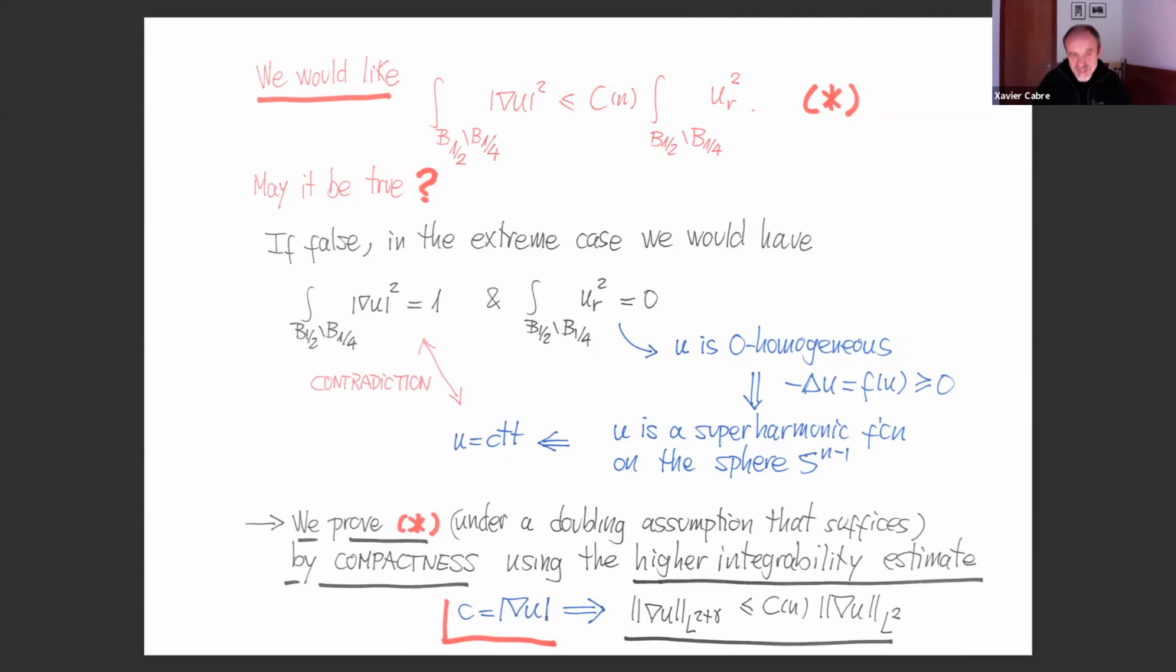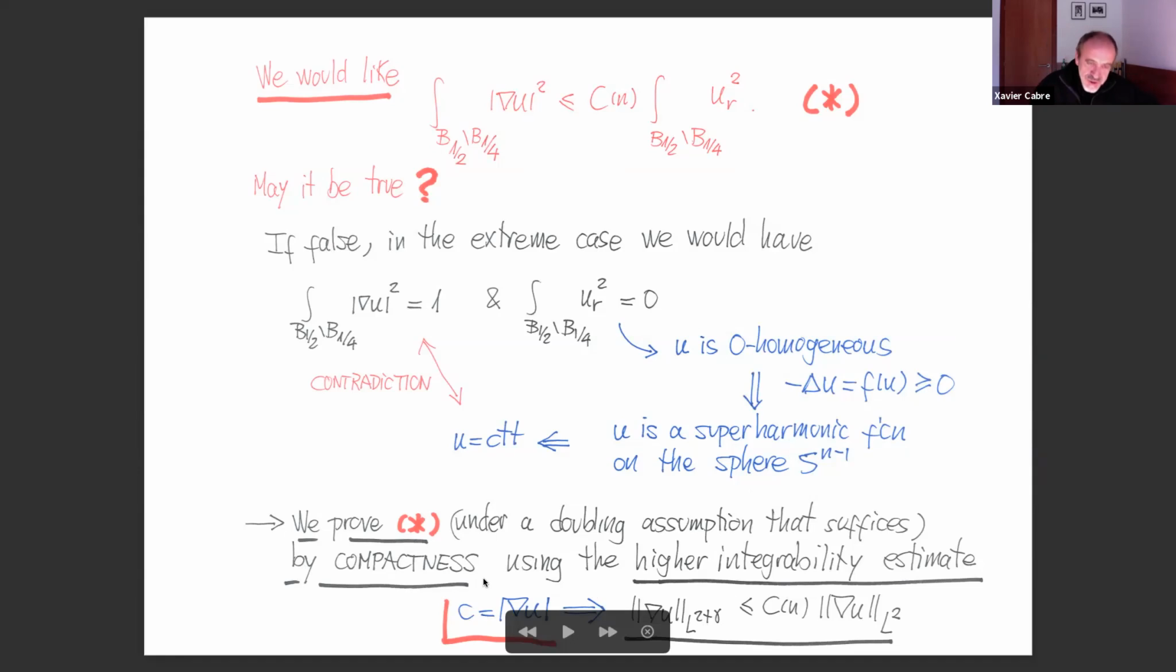Using compactness, we get it using a higher superharmonicity and a higher integrability estimate for the gradient, which is non-trivial to get and comes from using the other test function, c times the modulus of the gradient, which leads to this higher integrability, thanks to the Sobolev inequality and some arguments, of course. Let me say that now we know how to prove this star without a compactness argument.